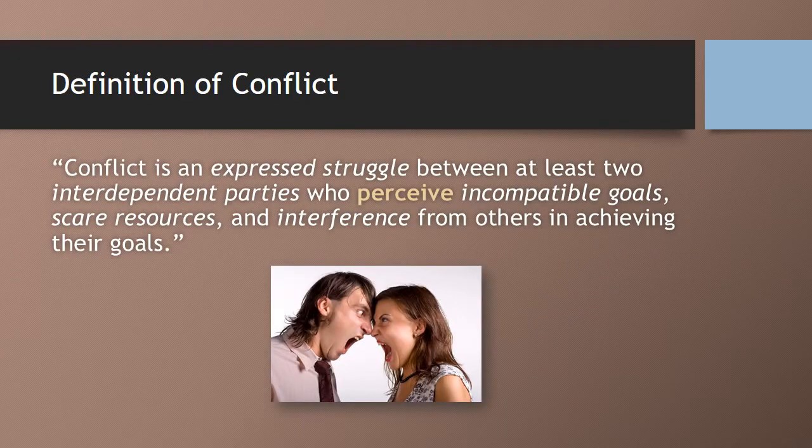Wilmot and Hocker defined interpersonal conflict as an expressed struggle between at least two interdependent parties who perceive incompatible goals, scarce resources, and interference from others in achieving their goals. We'll break down this definition in just a minute.